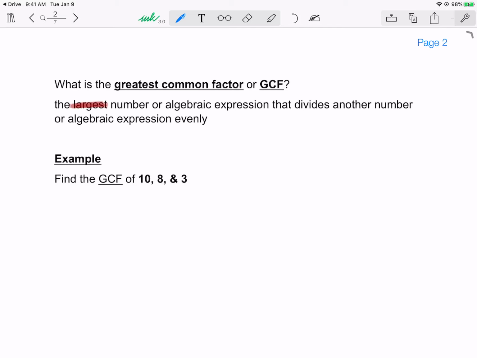The first one we're going to look at is 10, 8, and 3. I want to find the GCF of these three numbers. What I like to do, and I won't do this all the time, but it'll especially be useful with bigger numbers, is make a factor tree. 10 is divisible by 2 and 5, and 2 and 5 are prime, so they can't be broken down any further. 8 is divisible by 2 and 4, but 4 is divisible by 2 and 2. And 3 is a prime number, so it's only divisible by 1 and 3.